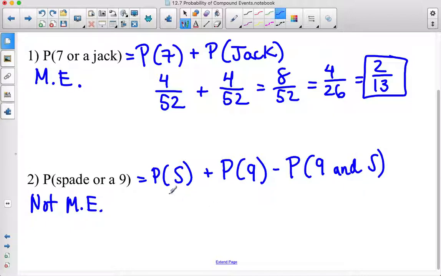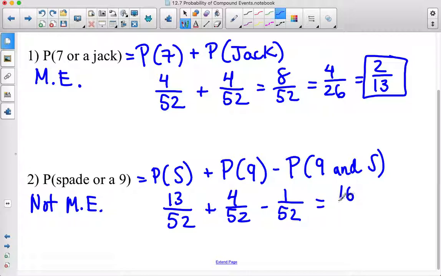The probability of getting a spade is 13 out of 52. Probability of getting a 9 is 4 out of 52, and then we need to subtract off the 1 that we counted twice, which was the 9 of spades. We counted it once as a spade and once as a 9, and we get our 16 out of 52. If I just type in 16 over 52 on the calculator, I get 0.307. If you ask it to simplify, you end up getting 4 out of 13. So 4 out of 13 chance. And that's how mutually exclusive and not mutually exclusive events work.